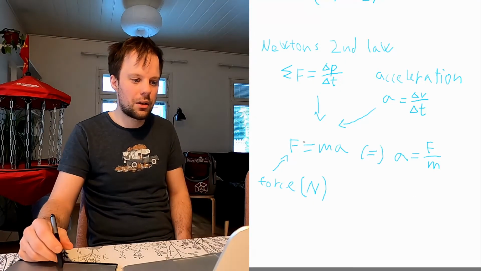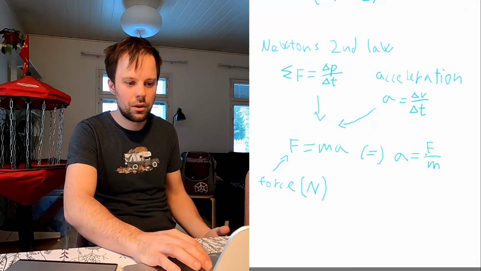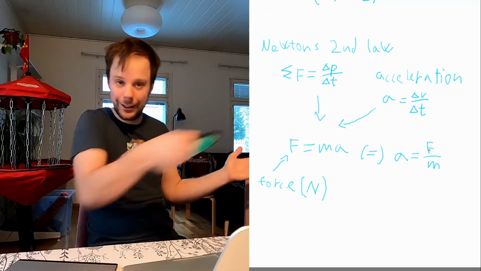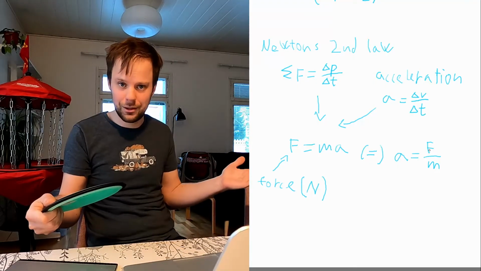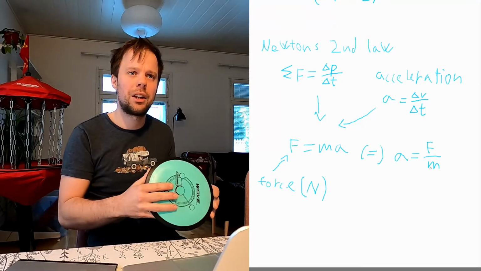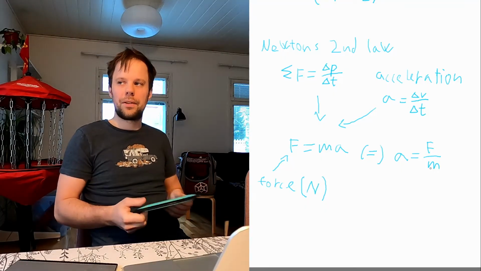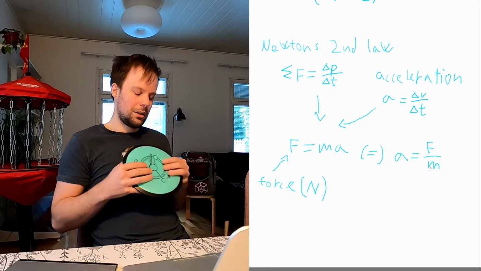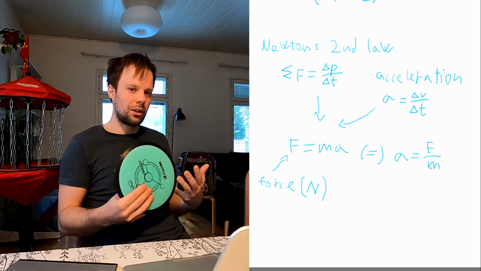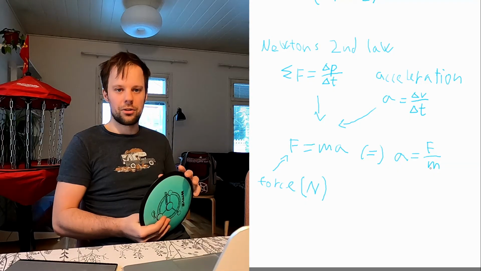So from this equation we get a equals F per m. It tells you that of course if you put more force on the disk, it's gonna accelerate quicker. But it also tells you that if you have a bigger mass, then it's not going to accelerate so fast. So the physics tells us that the lighter the disk, the easier it is to accelerate it. It's easier to get a higher release velocity.